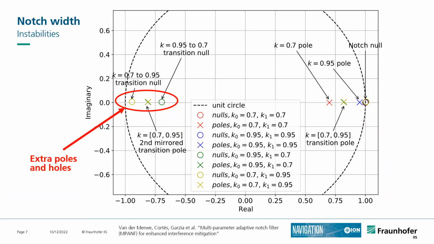A key insight in the article is that a second set of nulls and poles temporarily appear in the digital domain when the notch width is adapted. It often leads to instabilities when increasing the notch width. Therefore, appropriate safeguards are presented. Nevertheless, the stable adaptation of the notch width is shown.